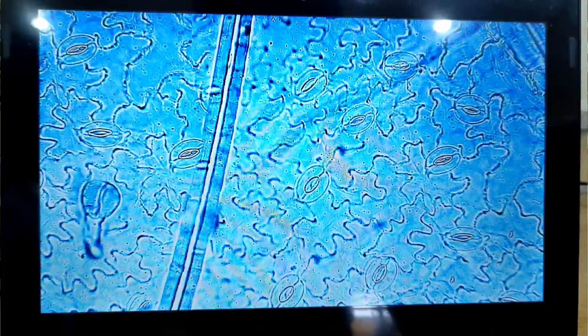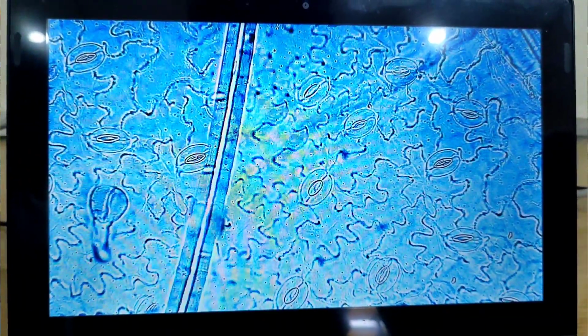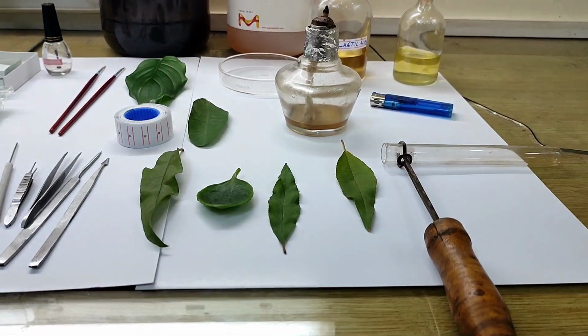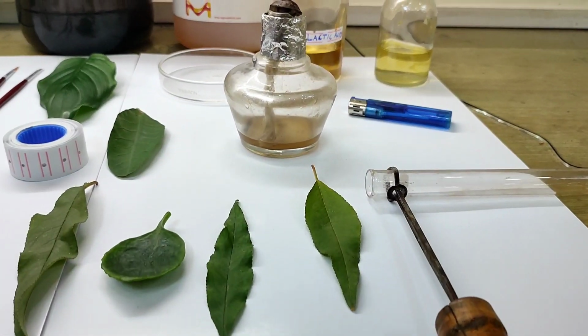I will give you a brief description and simple tips on how to prepare leaf epidermal slides for the study of leaf anatomy, physiology, and also for morphological purposes in the anatomical study of the leaf. There are 7 steps to study the leaf anatomy by using microscopy.